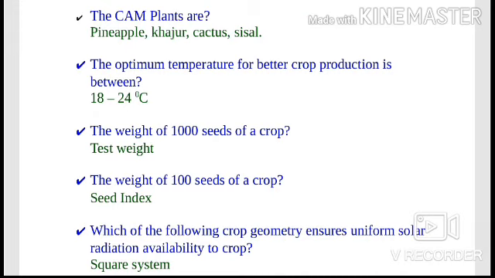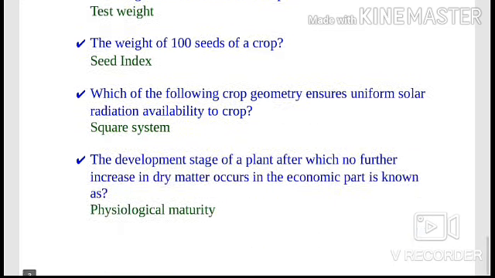Next is the optimum temperature for better crop production, which is between 18 to 24 degrees centigrade. Next one, the weight of 1000 seeds of a crop is test weight, and the weight of 100 seeds of a crop is seed index.